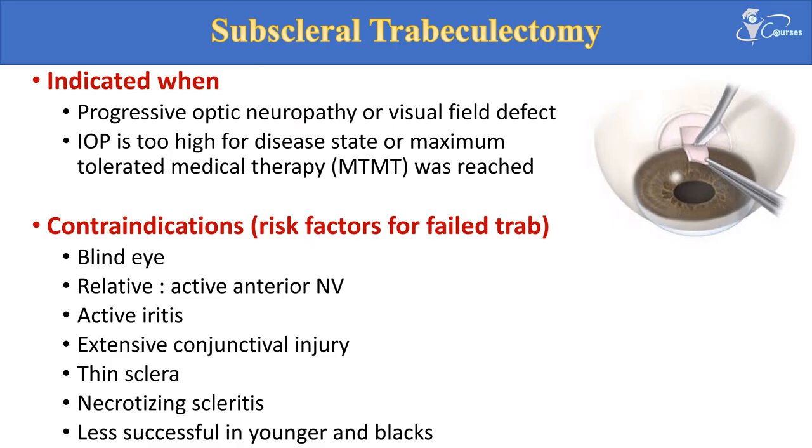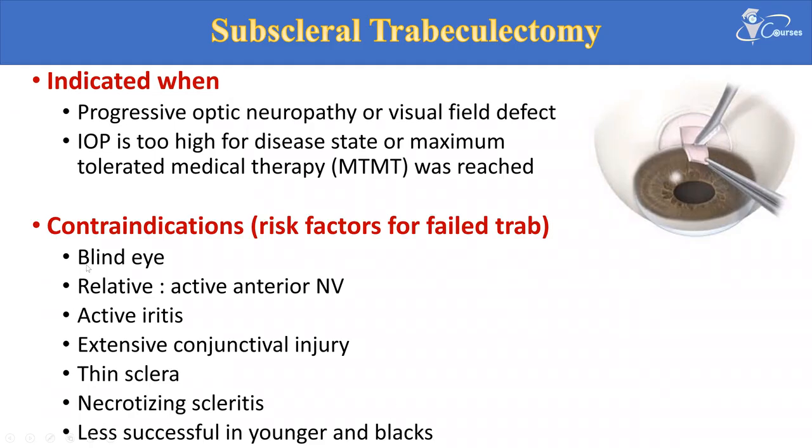Or it can be used as a primary surgery for other resistant glaucomas. So not all glaucomas are the same, it depends on the condition. Contraindications for subscleral trabeculectomy are the same as the risk factors for failed BREP or failed TRAP or failed BLIP. It is the same thing. So when should you consider that this patient will not benefit from subscleral trabeculectomy?